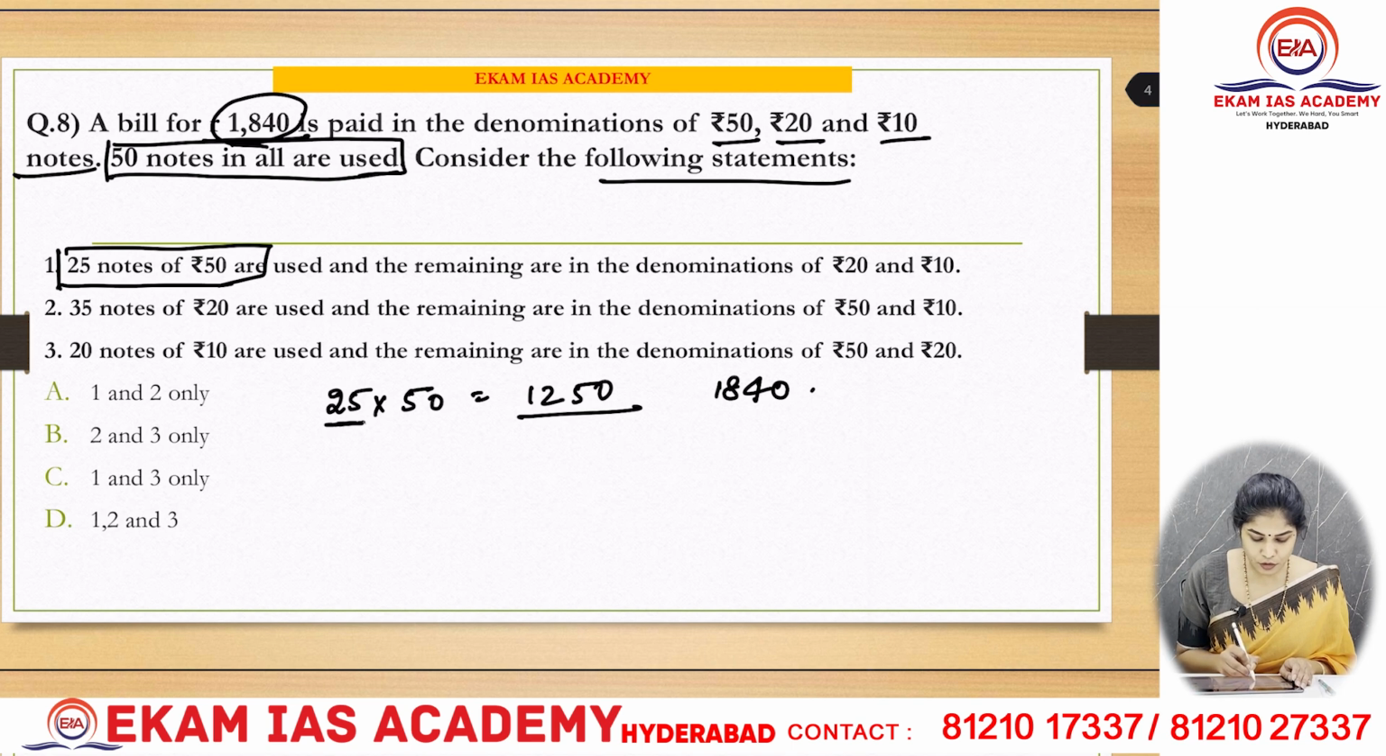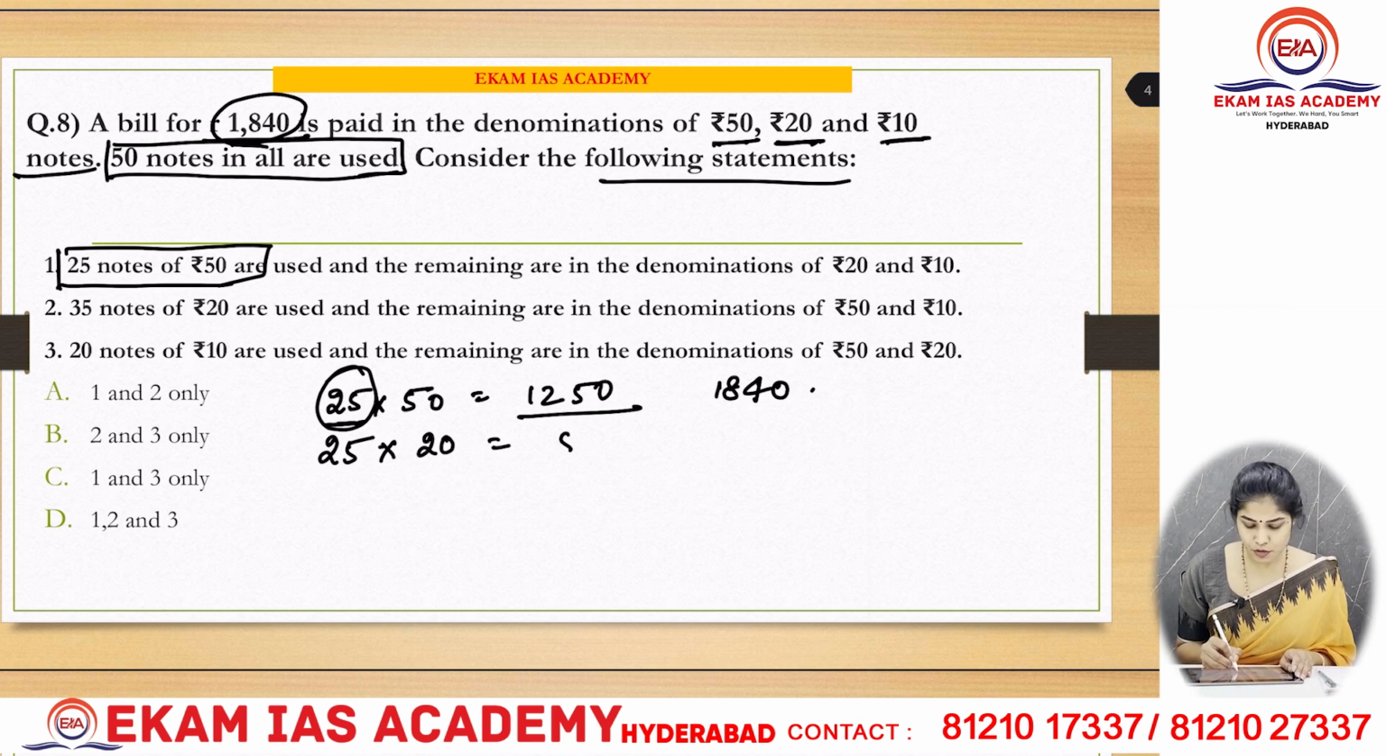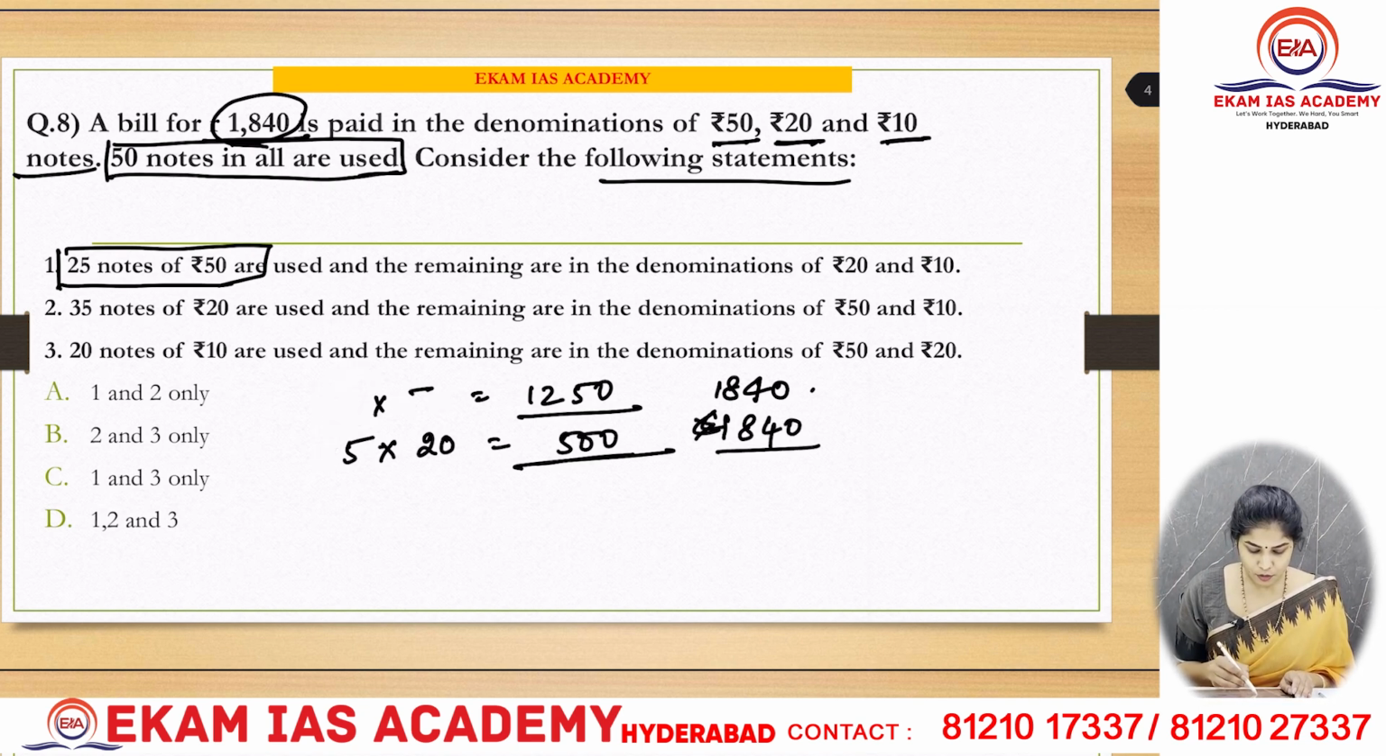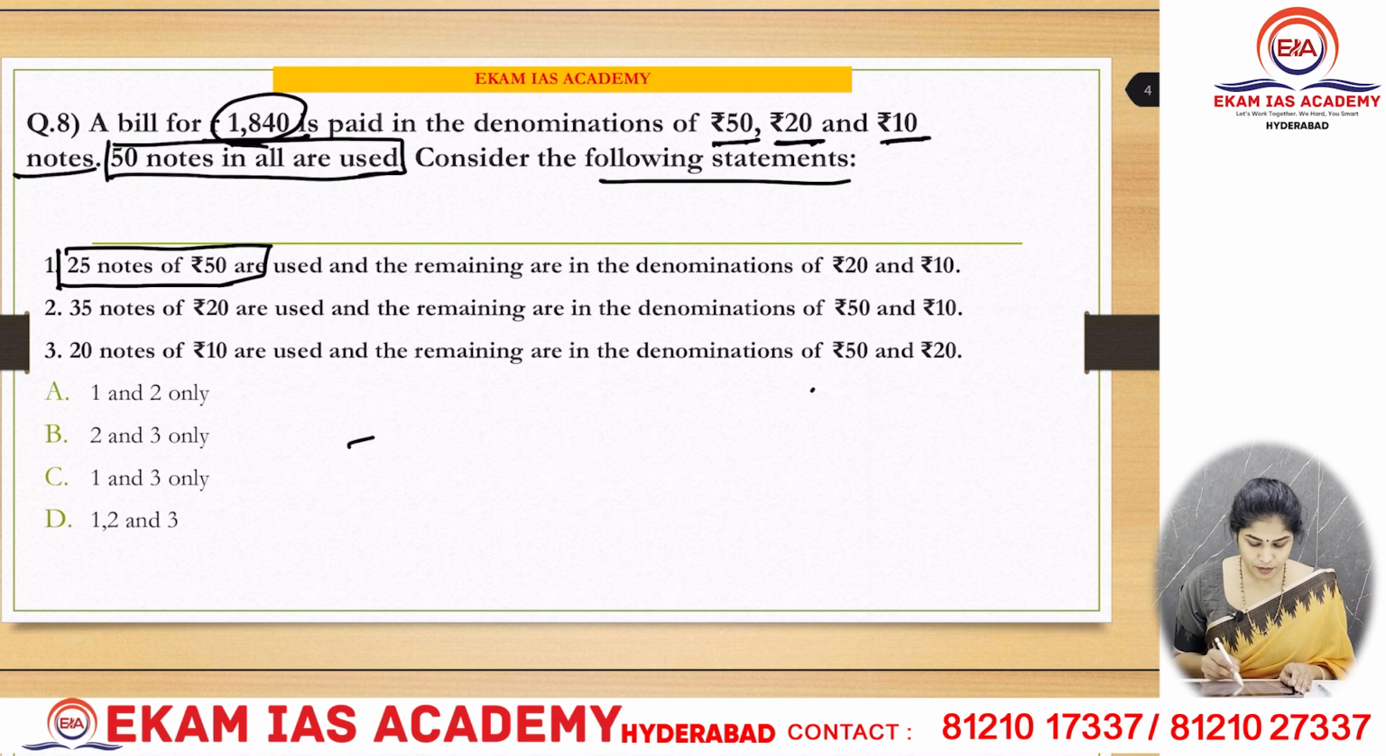How many of the notes are remaining in total? He is using 50 notes. So 25 is already used. So remaining is 25. And the denominations are 50, 20 and 10. So if we use 25 into 20, it amounts to 500. So which is less than 1840. So option 1 is not applicable. Okay. So let's go to the option 2.